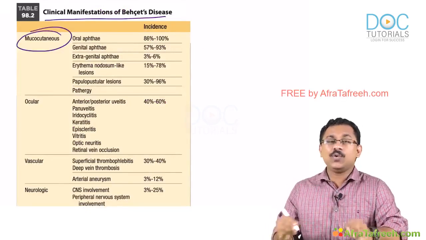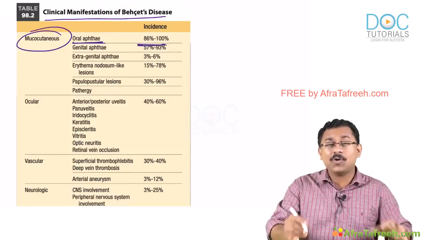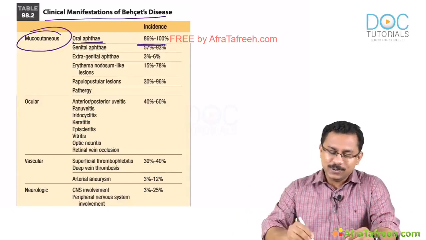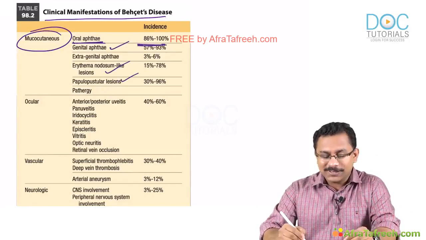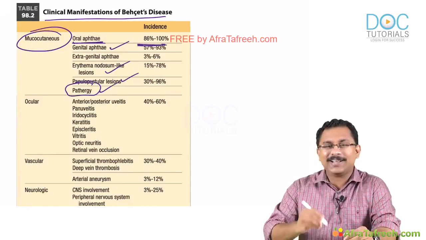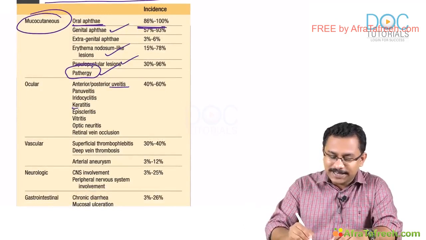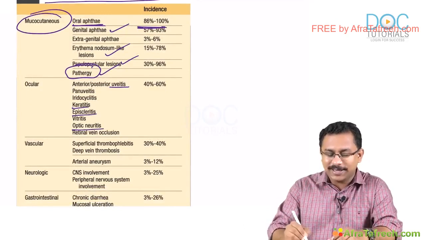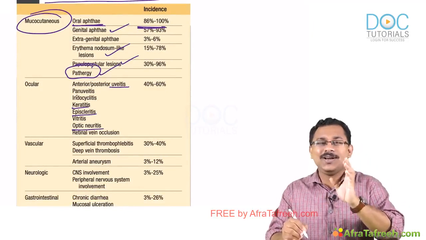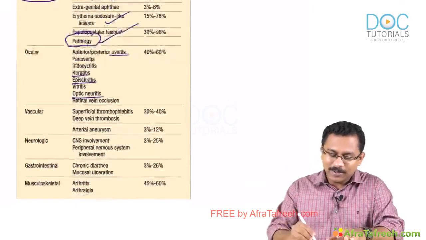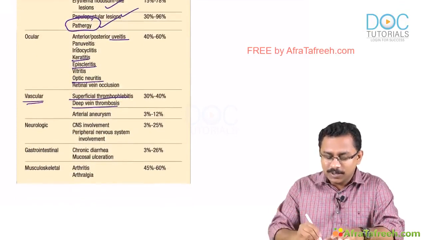I told you mucocutaneous is most important. You can see that oral ulcers are seen in almost 100% of cases. You can have genital ulcers, erythema nodosum-like lesions, papulopustular lesions, and the Pathergy test. We'll be coming to that later. The ocular manifestations: uveitis, keratitis, episcleritis, optic neuritis. Lots of manifestations can be there pertaining to your eye. Then you can have superficial thrombophlebitis, deep venous thrombosis, and neurological involvement.